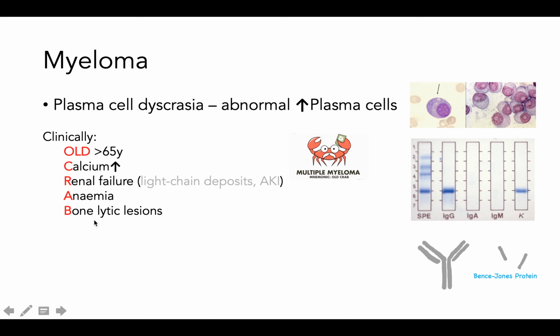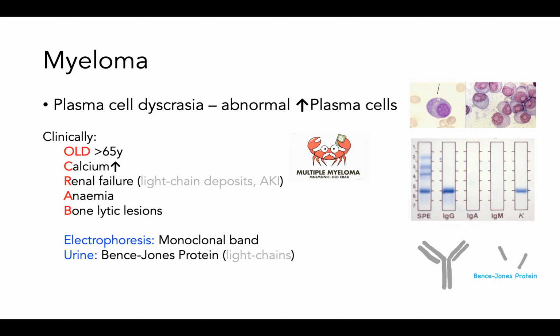Now, the reason for this is that the antibodies that are being made are actually able to activate osteoclasts, and they cause resorption of bone. That's also the mechanism behind the hypercalcaemia, because calcium is being extracted from the bones. And the investigations I've already mentioned, so electrophoresis, which will show a monoclonal band a bit like this one, and also urine for Bence-Jones protein, which of course is just antibody light chains.